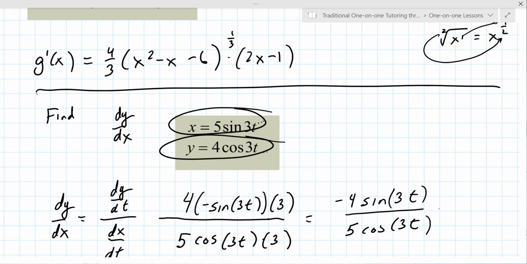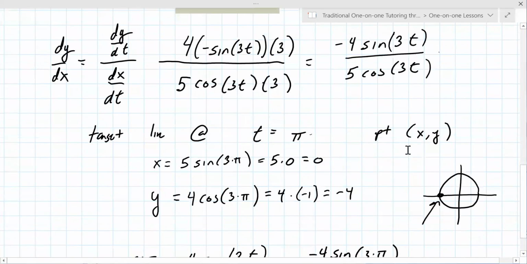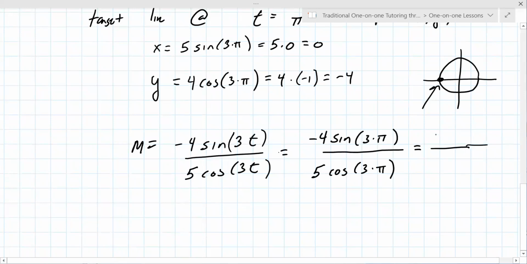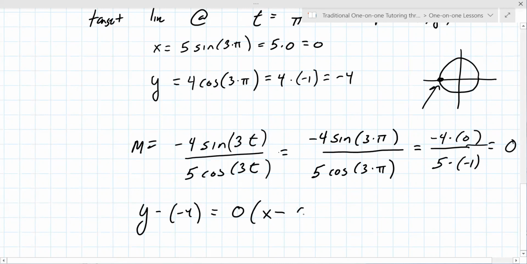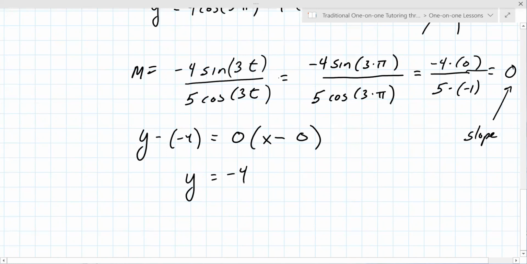The original, okay. So then it'd be 4 sine, so then it's 0. Yeah, 0 over 5 times -1, which is -5, so it's 0. So your equation is y minus -4 equals 0, that's your slope, x minus 0. So this gives you your point, and this gives you your slope. Yeah, I mean, this simplifies to y equals -4.